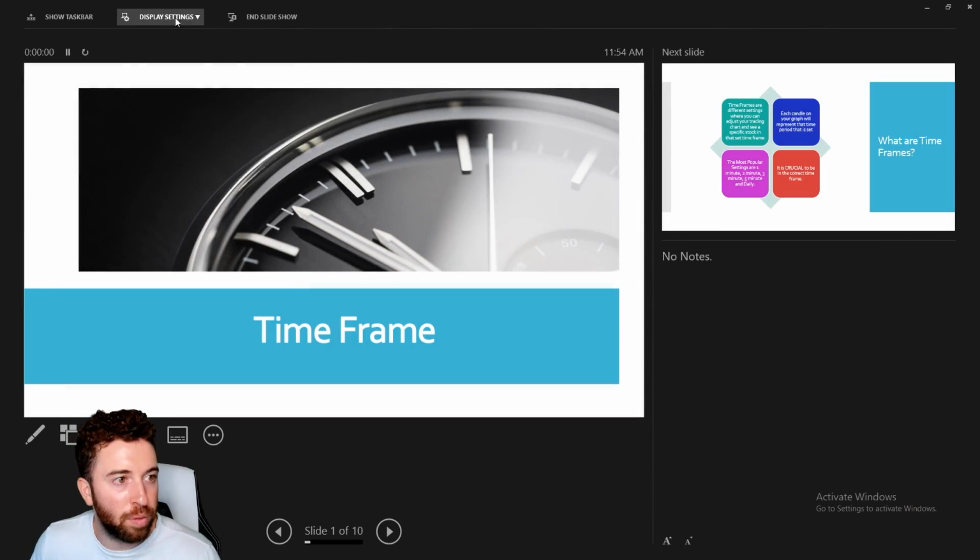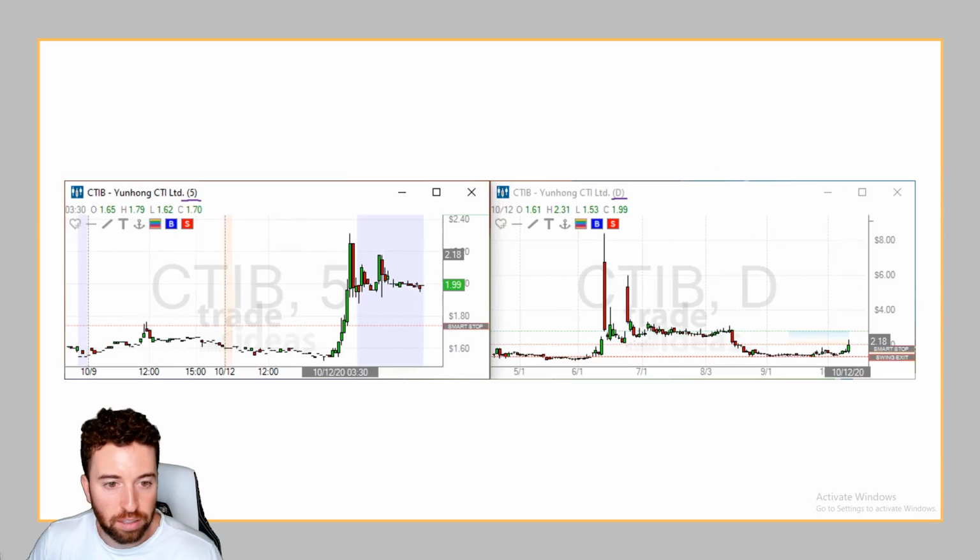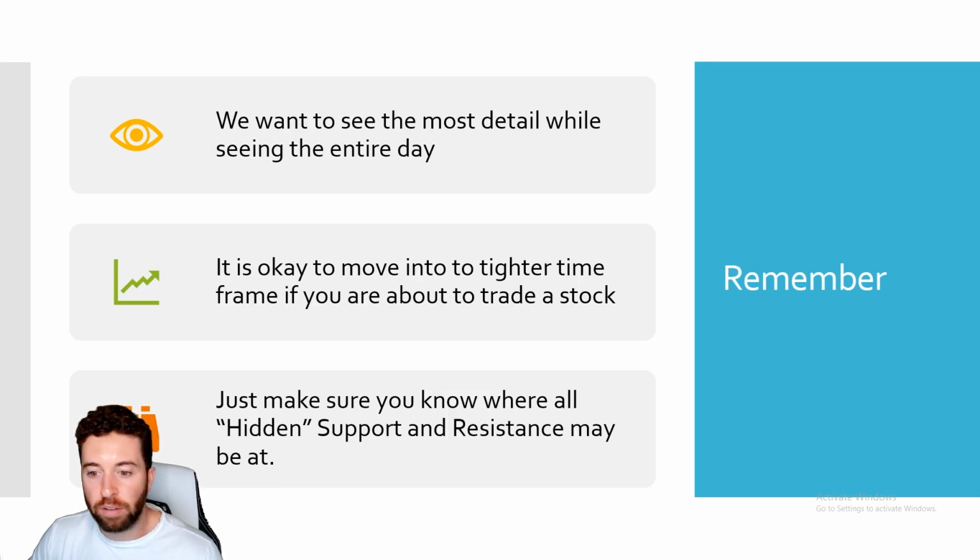Now, as we keep on going through here, let's get to this final slide. Remember, we want to see the most detail while seeing the entire day. It is okay to move into a tighter time frame if you're about to trade a stock. So for example, if I'm usually in a 5 minute time frame at 3 o'clock and I'm about to hop into a play, it's okay to go into a 2 minute or a 1 minute to get a little bit more detail. It's not like it's 3 o'clock, you got to stick with a 5 minute time frame.